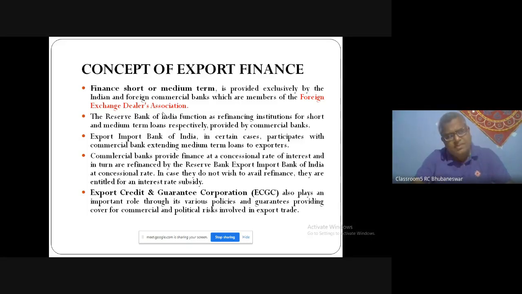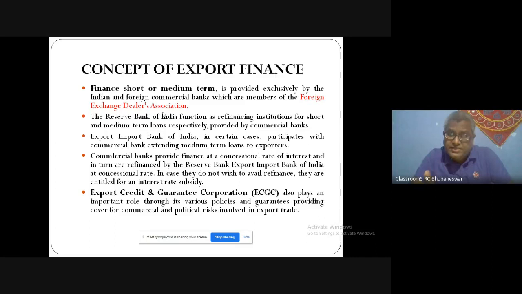If you talk about Baleswar, which branch deals with export finance, only one or two branches belonging to the particular industrial areas. These banks may be members of the Foreign Exchange Dealers Association and they look at export finance. But here the question is, RBI is also another refinancing institution. Exim Bank, the Export Import Bank of India, is also there, and some commercial banks are also there, where some concessional interest rate can be offered.